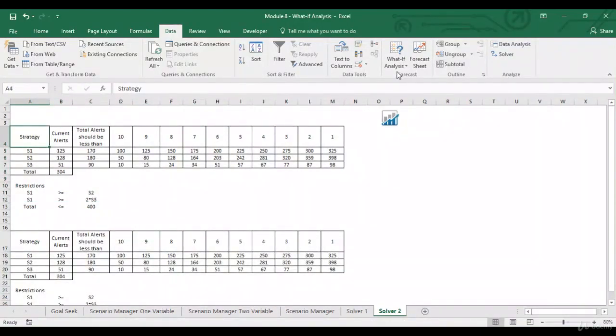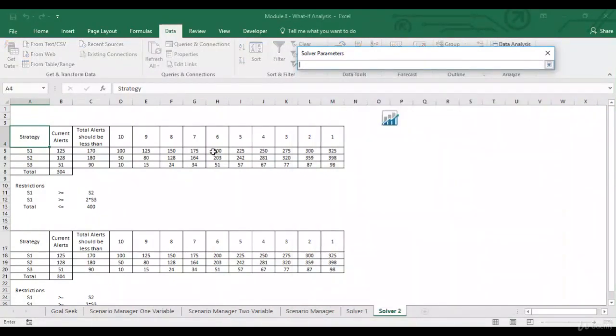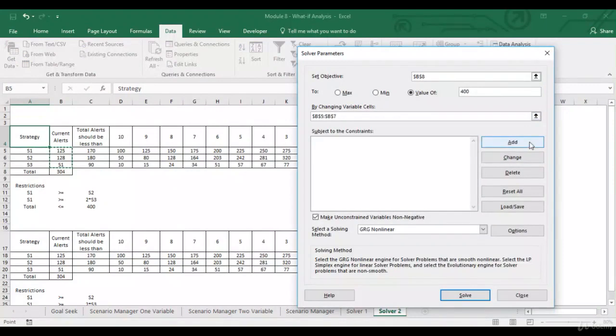So let's go to solver. So our objective is that this particular sum should be less than or equal to 400 by changing these values. Now we'll add the constraints now.